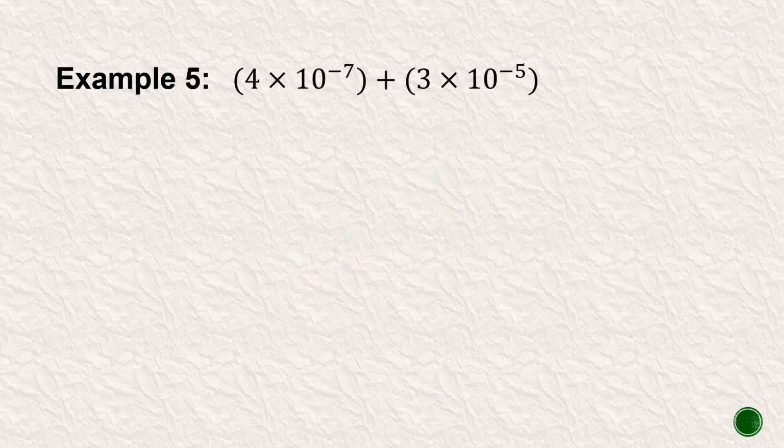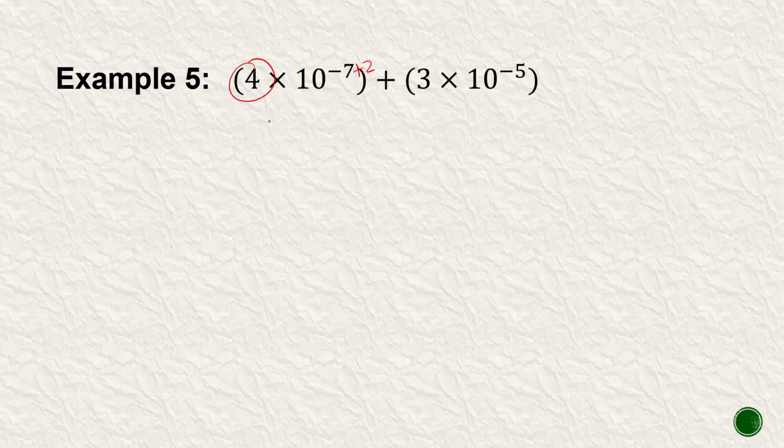All right, let's go to the last example. Here we have 4 times 10 raised to negative 7 plus 3 times 10 raised to negative 5. So you need to look at the exponent, which one has a lesser value, and that's negative 7. We want to make that negative 5, so that means we will add 2 to that, because negative 7 plus 2 is equal to negative 5.